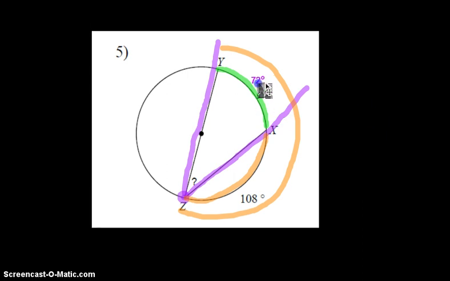And this arc XY is 72 degrees, which means that the angle in question is half of that. Inscribed angles are half the arc they intercept. So half of 72, which is, what, 36?